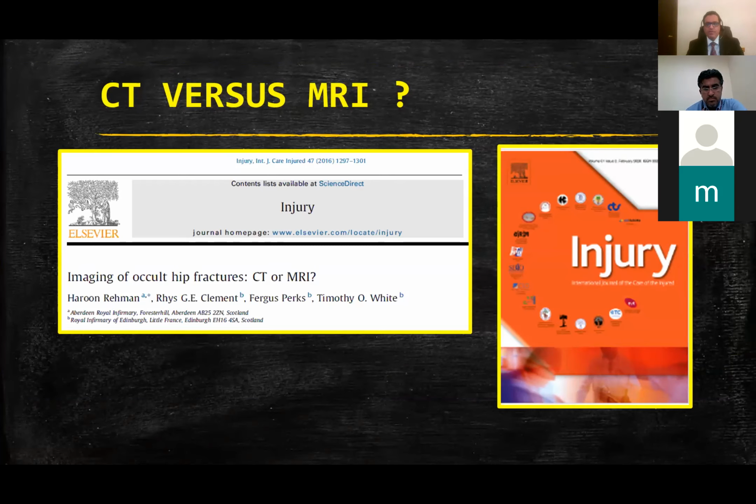If you have a negative CT scan, please do not hesitate to order an MRI and convince your radiologist to do it. Sometimes we refer the patient to another center if we don't have MRI in our hospital to do this procedure. Harun Rahman studied this phenomenon. He favors the CT scan.